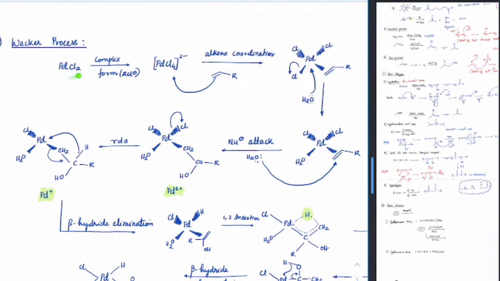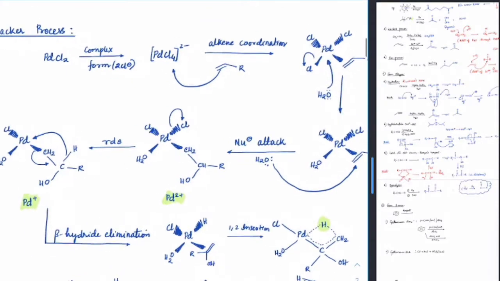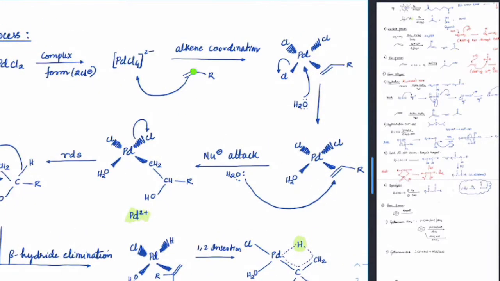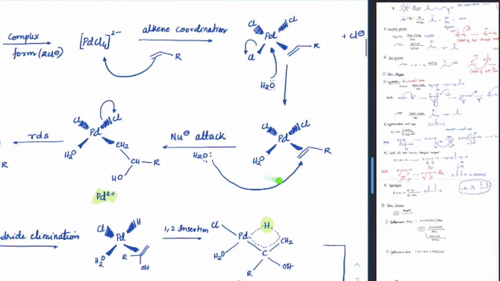We said PdCl2 first, in the presence of Cl minus, forms a complex, PdCl4 2 minus. And then the alkene will start coordinating with it, and it will coordinate this way by removing one of the chlorines. After that water will coordinate with it, removing one more chlorine. So this will be the intermediate which is formed.